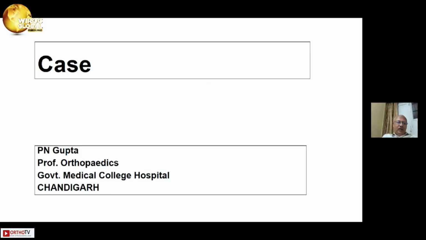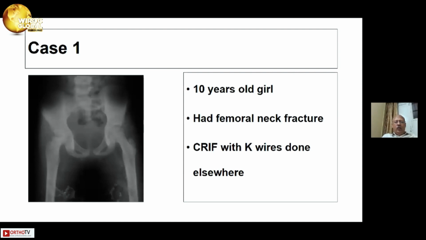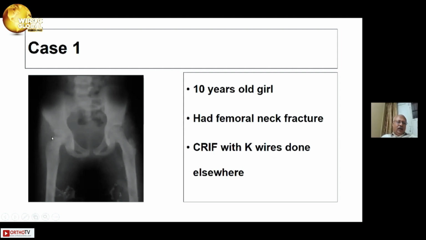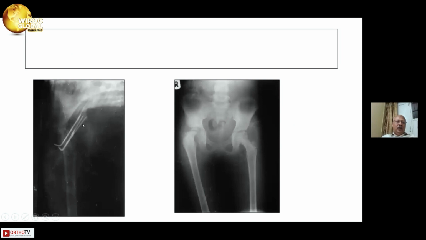I'll be starting with this case of a 10-year-old girl who had a femoral neck fracture on the right side, and was treated with closed reduction and internal fixation with K-wires. This procedure was done elsewhere, not in my institute. Unfortunately, the patient developed avascular necrosis and resorption of the head and neck.